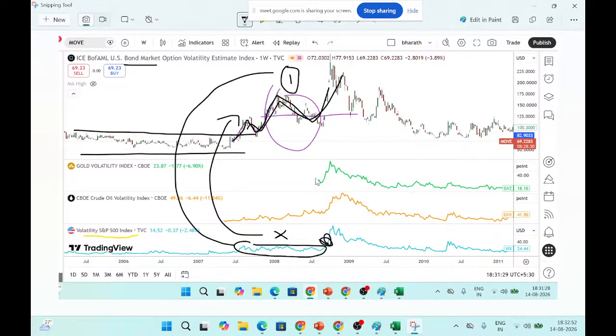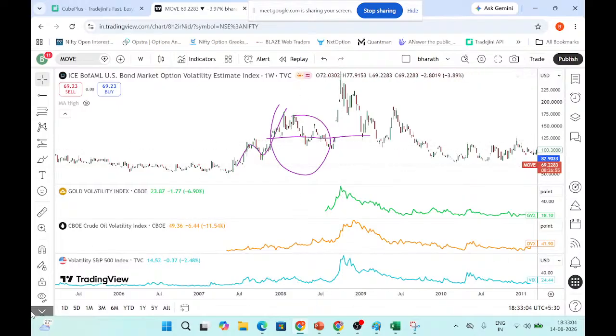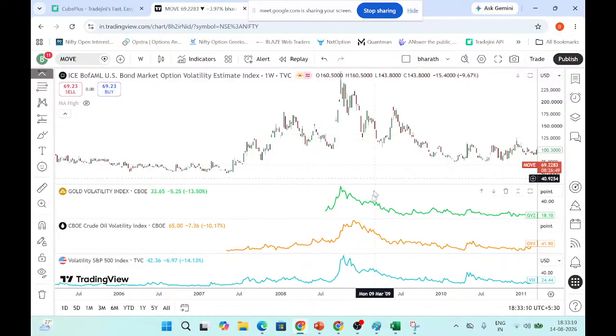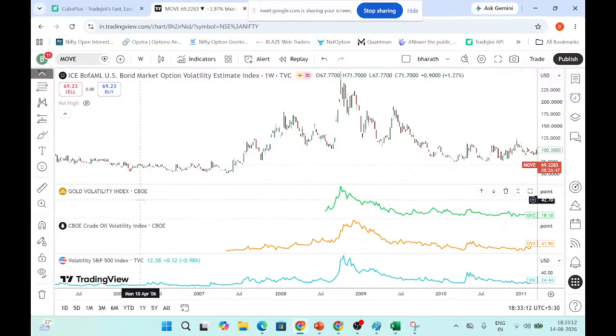Even gold did not give you the clue. Gold increased at the same phase as equity volatility, but bond was giving you the clue. So always look at all this. Set up your system like this, wherein you see the entire picture: the bond, volatility, CBOE, all from the Chicago Board of Options Exchange.